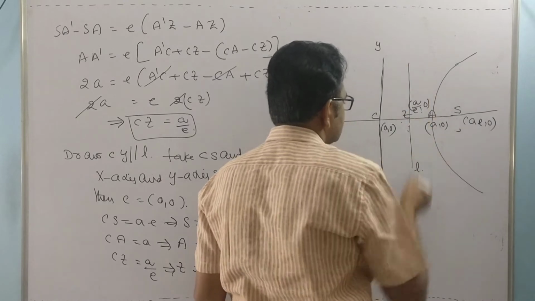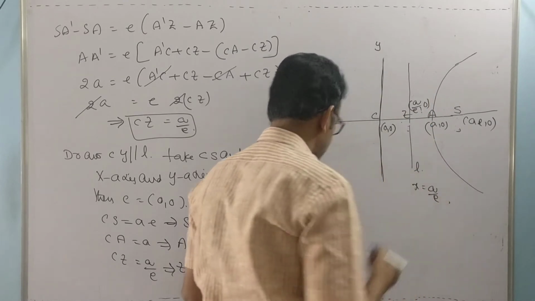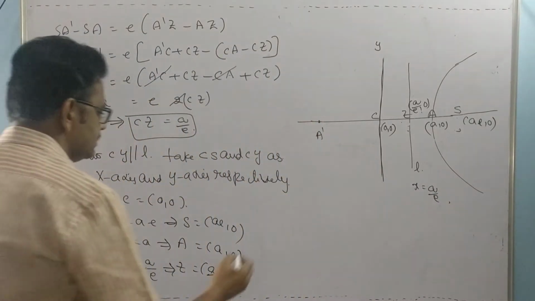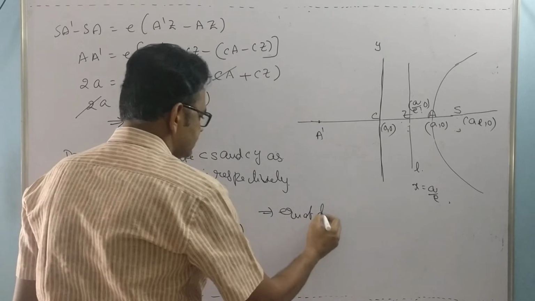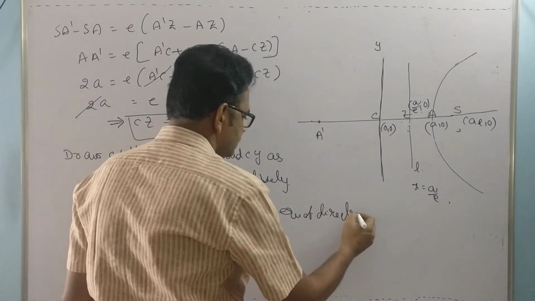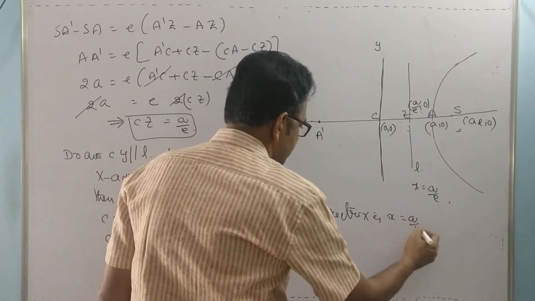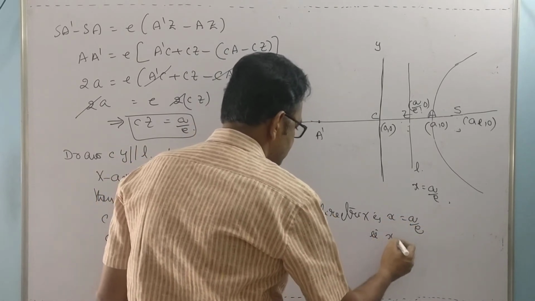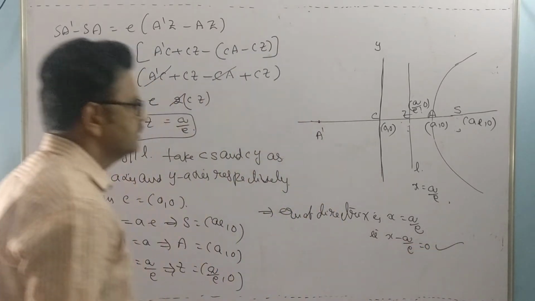Then what is the equation of this directrix? X is equal to A by E. Implies equation of directrix is X is equal to A by E, that is X minus A by E is equal to 0. This is the equation of directrix.